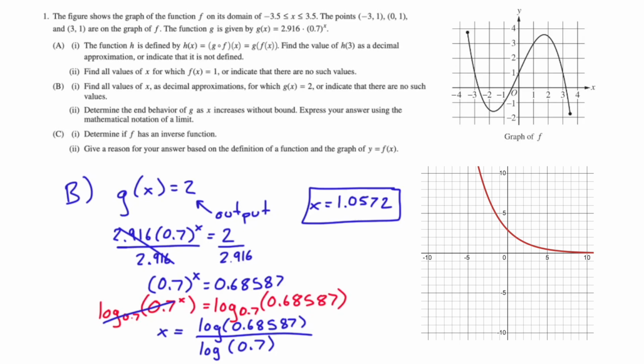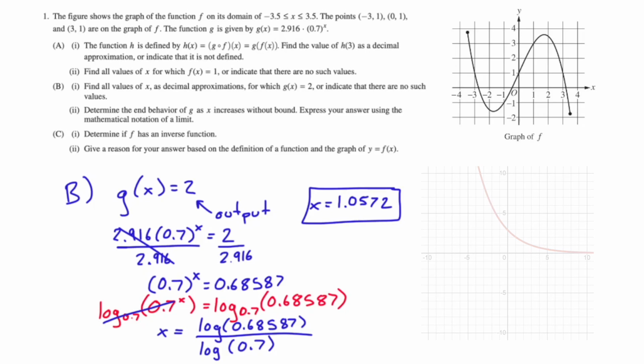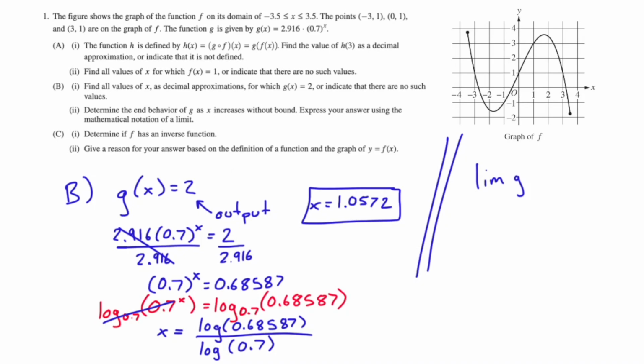And while we have the graph to look at here, the second part of B says, determine the end behavior of g as x increases without bound. Express your answer using the mathematical notation of a limit. And as you can see on the graph, if x increases without bound, in other words, we're going to the right, if x is increasing, it's getting bigger, so bigger positive numbers. If we go farther to the right, or if x approaches infinity, which is what we're going to write, the graph is decreasing, but it seems like it levels off. It's not going to go down into the negatives. It seems to have an asymptote at 0. So we could write the limit of g of x as x approaches infinity equals 0.